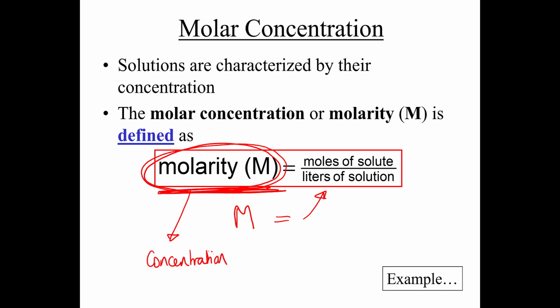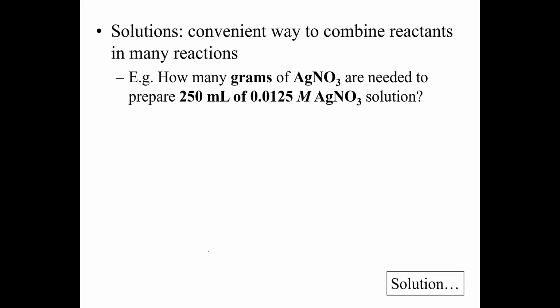So let's look at some examples, and let's put some chemistry to the test. I've titled this particular slide, Solutions, a Convenient Way to Combine Reactants in Many Reactions. And here's a problem that we'll work through. The question states, how many grams of silver nitrate are needed to prepare 250 milliliters, so this is a volume, of 0.0125 molar silver nitrate. And again, that molar is simply equal to moles per liter.